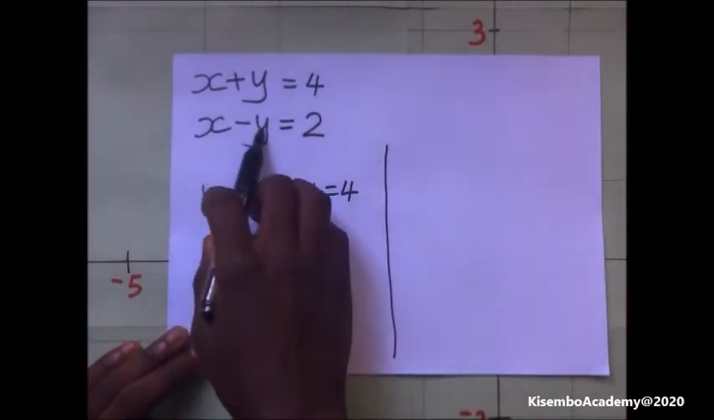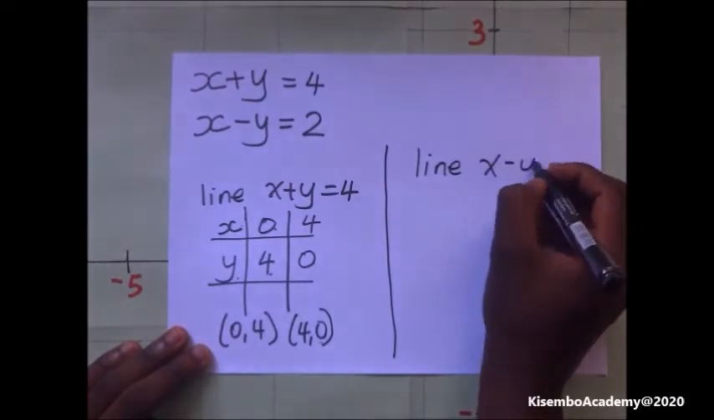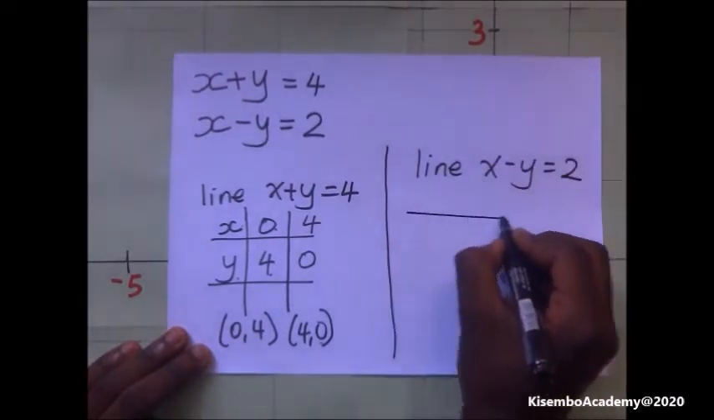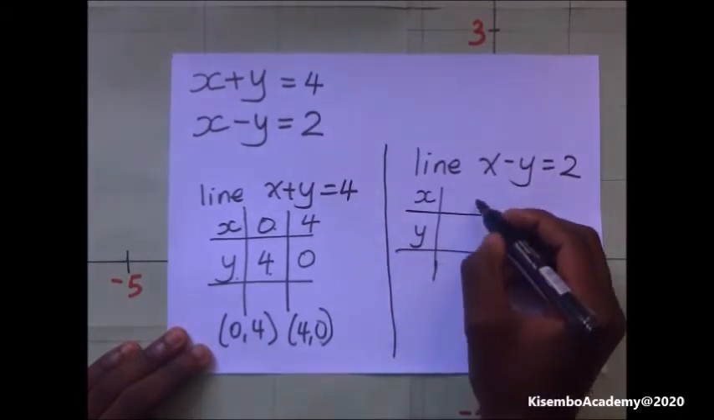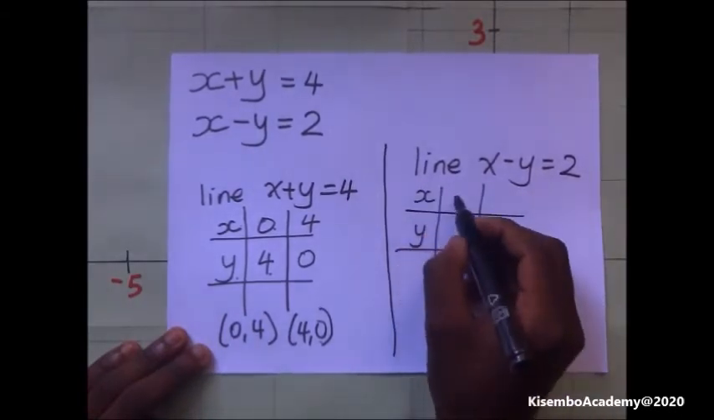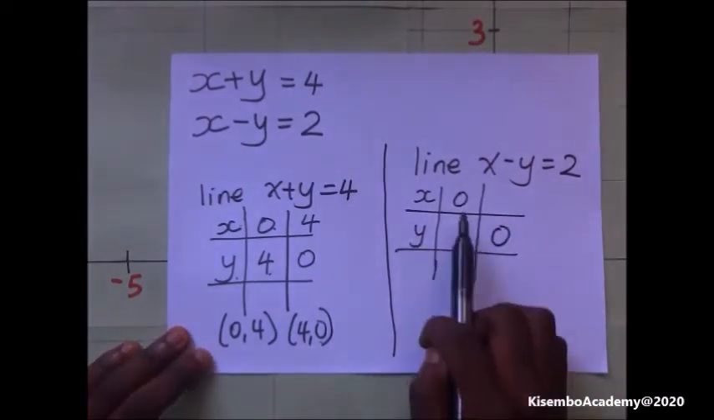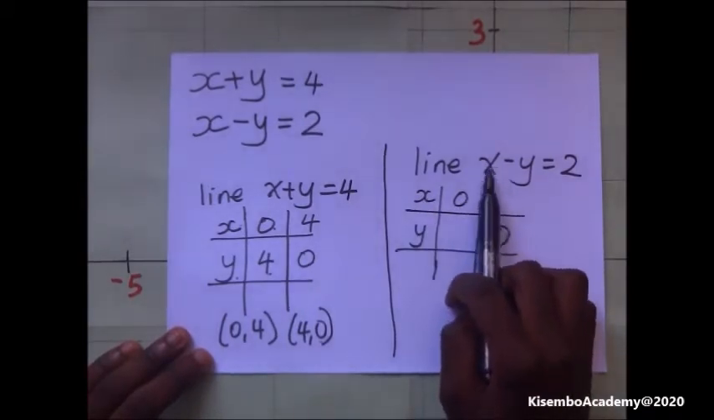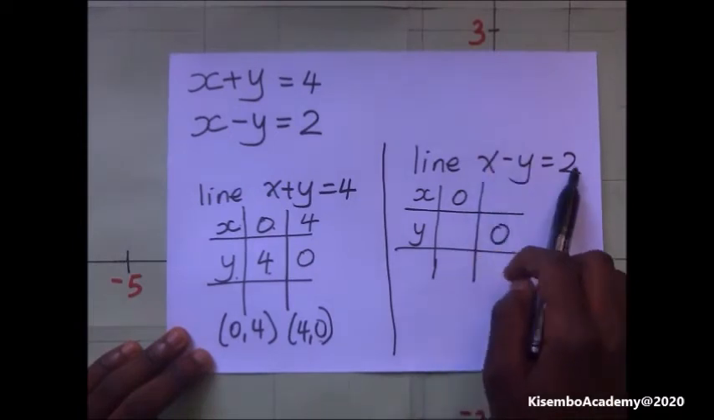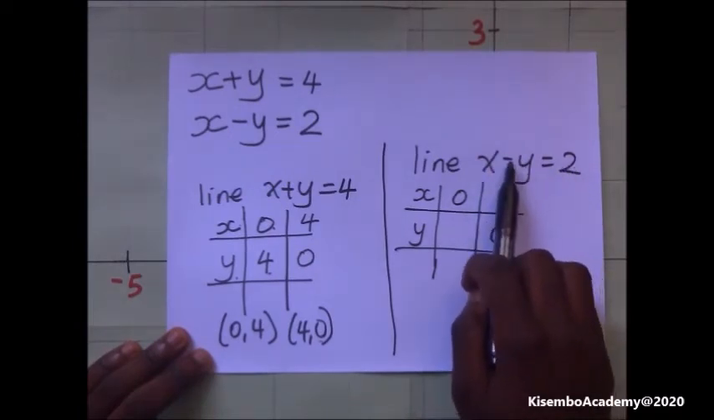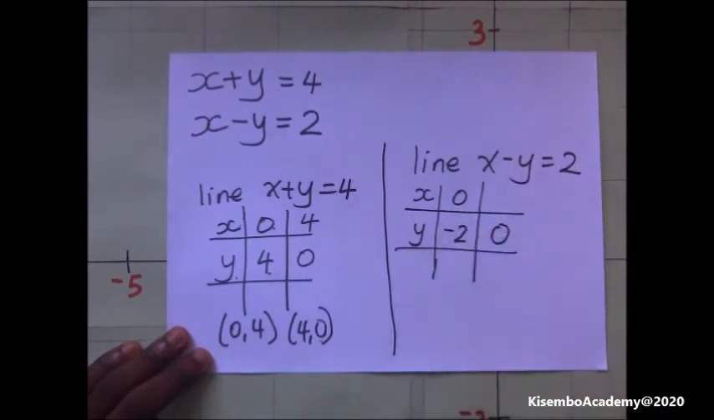Let's look at line x minus y is equal to 2. For this line, still we shall draw our small table. This is x, this is y. And then we are supposed to find out when x is 0, what is y, and when y is 0, what is x. So we begin. When x is 0, it becomes 0 minus y is equal to 2. So this is negative y. When that negative goes away, we shall remain with y as negative 2 down here.